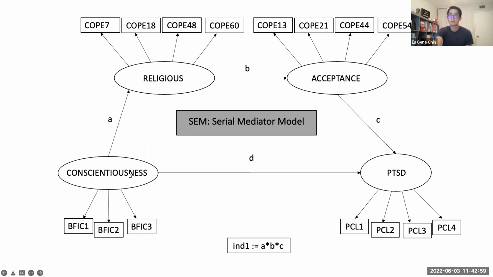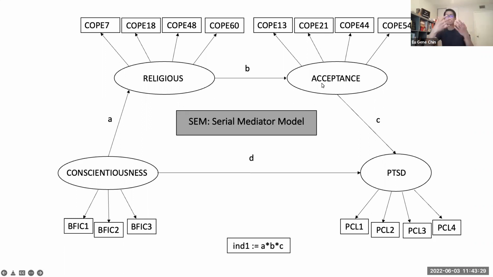Notice here in this framework that conscientiousness is defined by 3 item parcels. I created these item parcels prior to this demonstration because there's a bunch of items in there, not just 3 items. For PTSD, that's measured with PCL5 that has 4 item parcels based on the 4 symptom clusters of PTSD. With religious coping, we've got 4 items, and with acceptance, we've got 4 items as well.